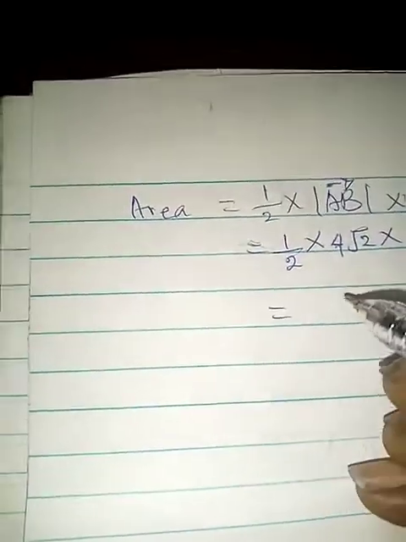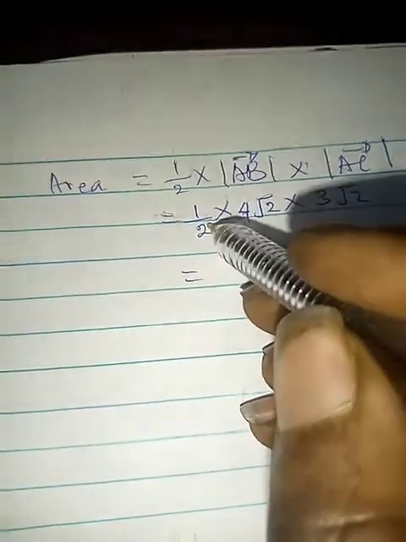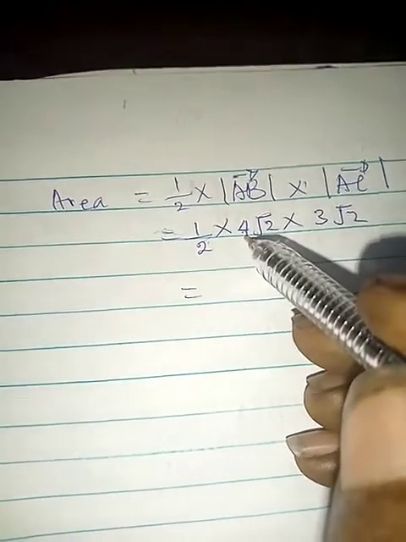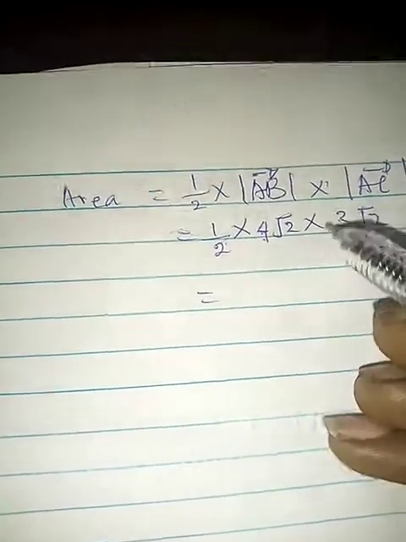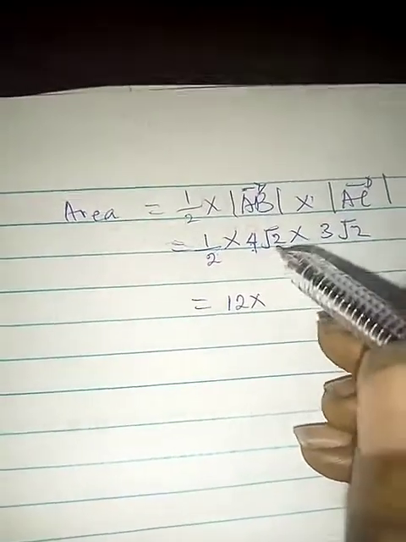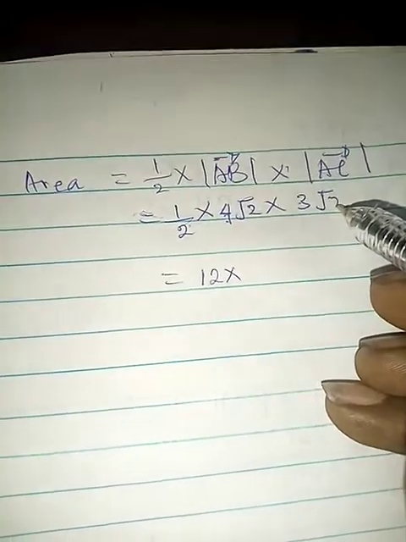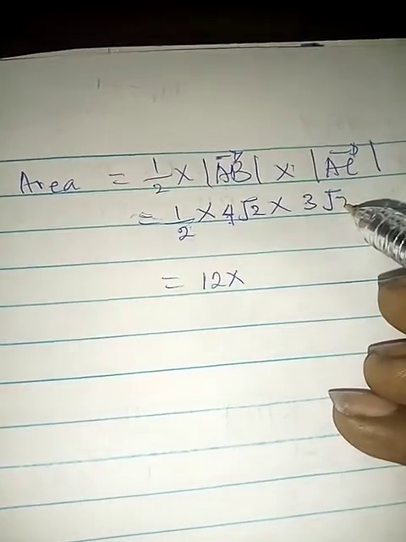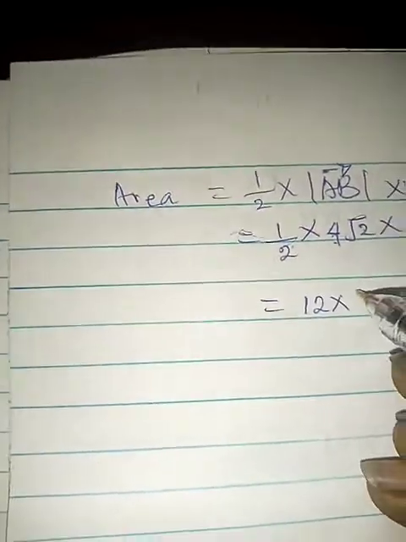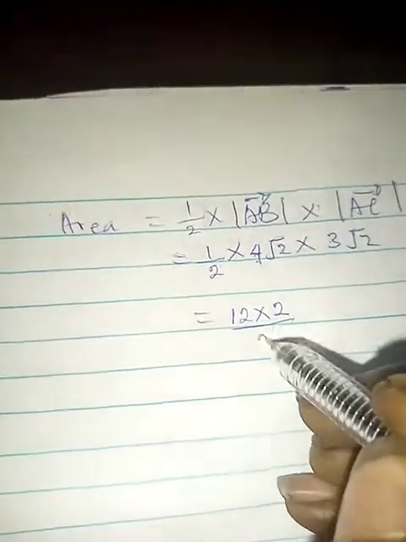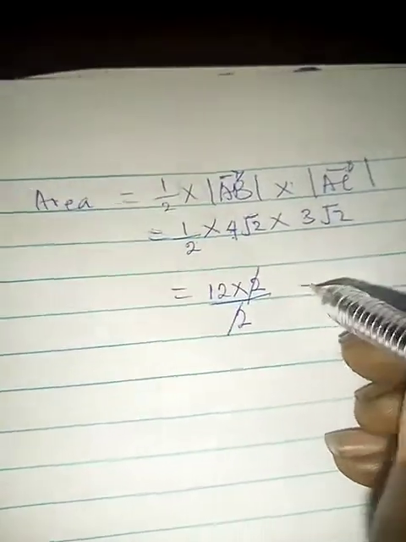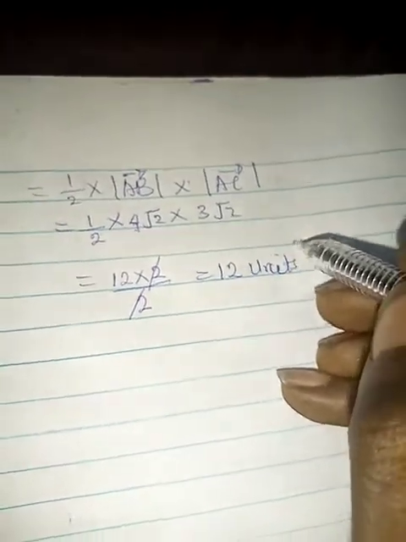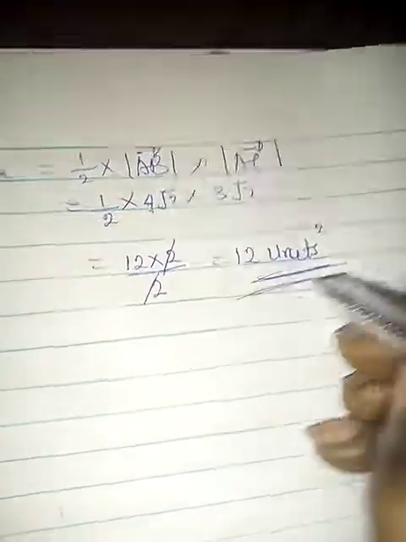So of course we can now say, okay, how do we multiply this one? We multiply the rational number, the one that is not inside the root, so 4 times 3, that is 12, times root 2 times root 2, that is root 4, because square root of 2 times square root of 2 is like square root of 4, and square root of 4 is 2. So we have 2 all over 2. So this 2 we cancel this 2. So we are left with 12 units square, or you can say 12 square units. So that is the answer.